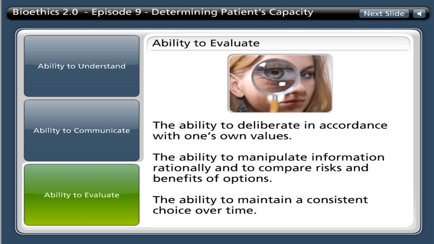The ability to evaluate. The third task is the ability to evaluate. This basically means the ability to deliberate in accordance with one's own values, and the ability to manipulate information rationally and to compare risks and benefits of options. Also included is the ability to maintain a consistent choice over time.